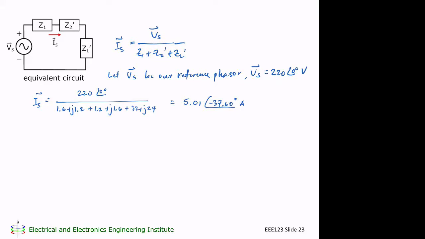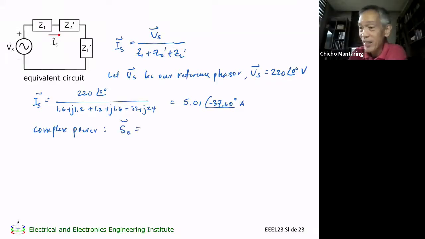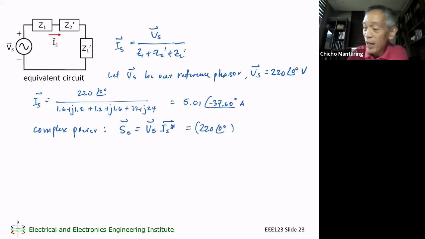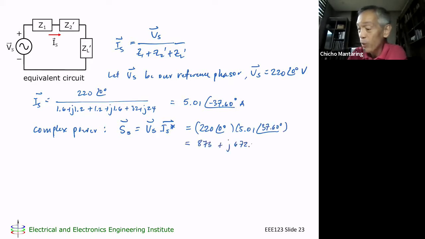How do I get power and reactive power? Um, by using the equation for complex power. Yes, that works. So, complex power: S of the source is equal to V of the source multiplied by the conjugate of I of the source. So this is just going to be 220 at an angle 0 degrees multiplied by the conjugate of I of S. This is 5.01 at an angle, whatever the angle of I of S is, so 37.6 degrees. And I'm going to get 873 plus J 672.3 volt amperes. So this is now PS plus J QS.